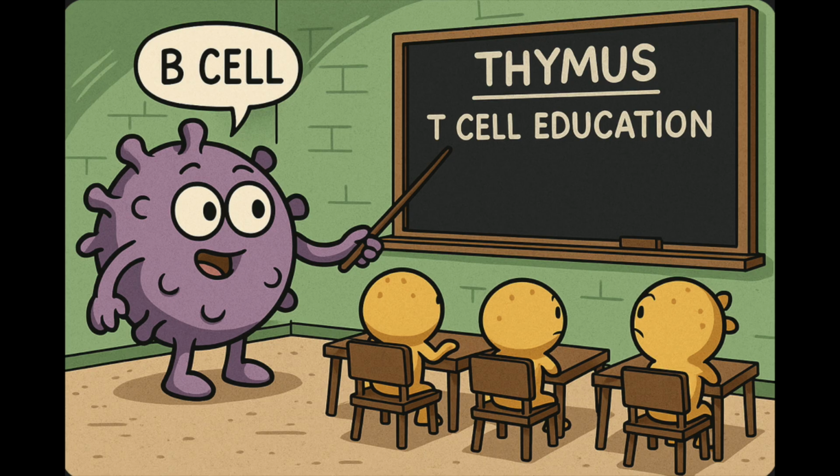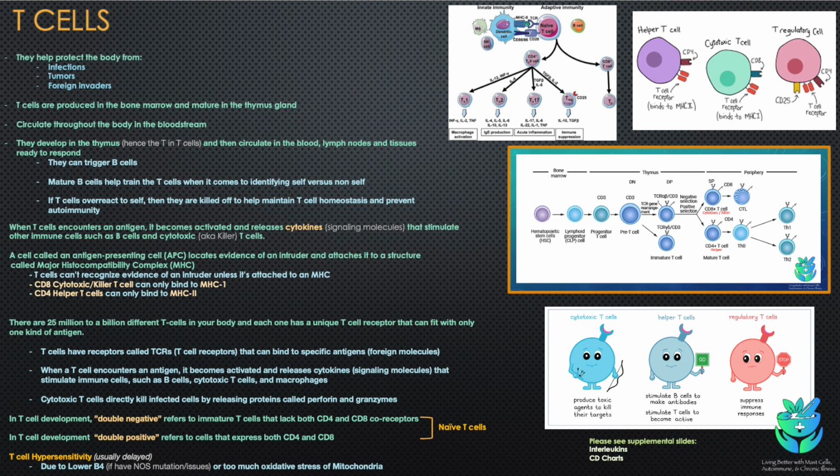And remember, your B cells come to present self-antigens so that it trains the T cells the difference between you and the foreign invaders. And if the T cell overreacts as it's training in the thymus schoolhouse, then it's going to wind up self-destructing because the body doesn't want a kamikaze T cell. They develop in the thymus, hence the T in T cells, and then circulate in the blood, lymph nodes, and tissues ready to respond. They can trigger B cells. Mature B cells help train the T cells when it comes to identifying self versus non-self. If T cells overreact to self, then they are killed off to help maintain T cell homeostasis and prevent autoimmunity.